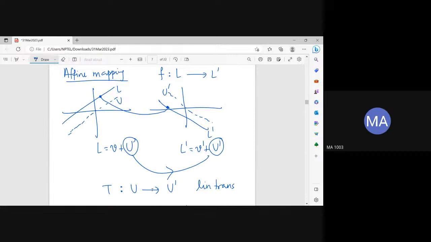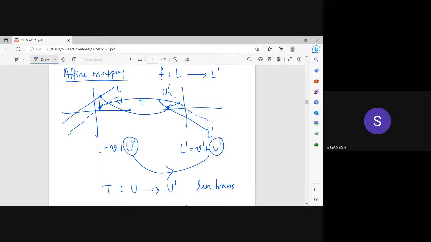So from L, you will first go to U, because I know only T, right? Yes. From L, I will go to U. I will look at the corresponding point in U. And then from U to U prime, I will go using the map T, right? Yes, ma'am. And then from U prime, I will come to L prime. That is the image. Yes, ma'am.